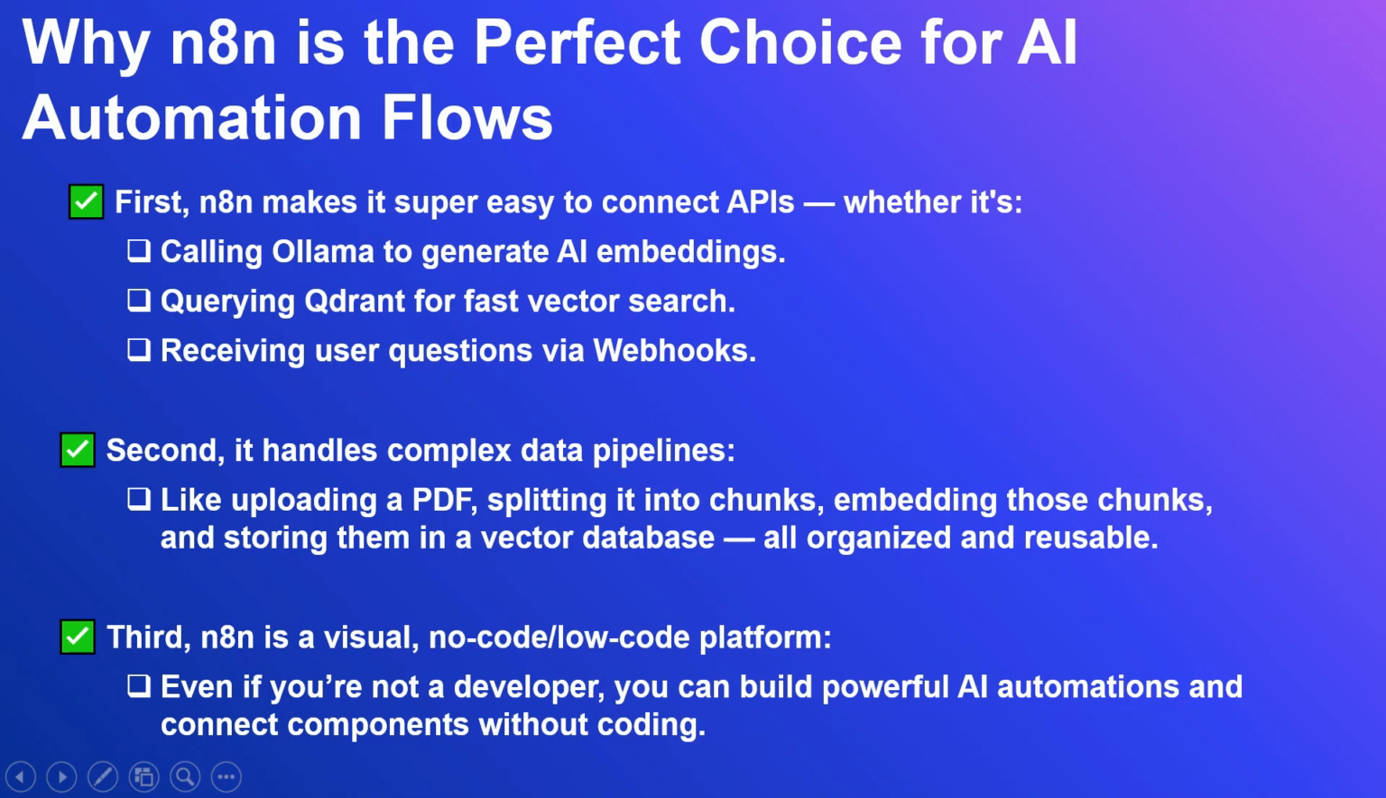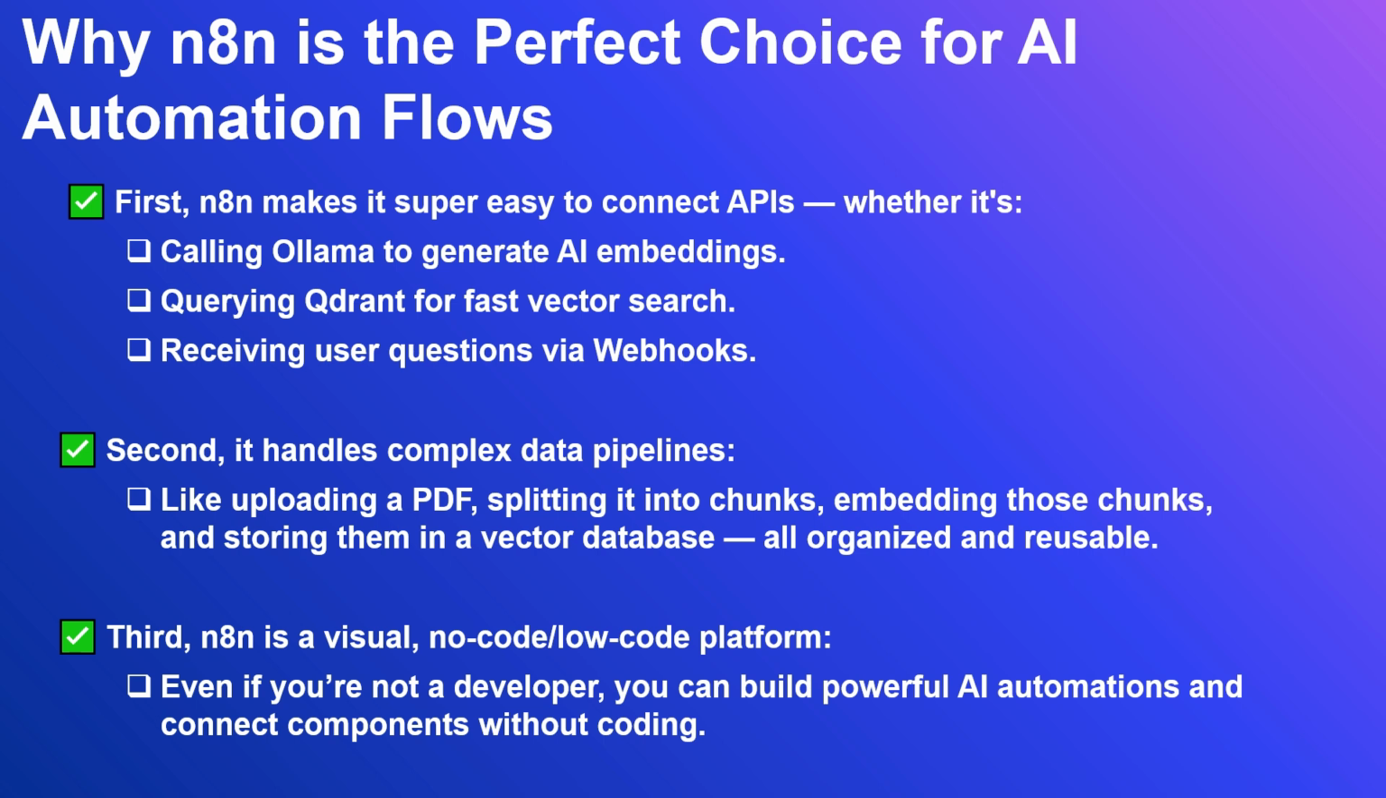Why is n8n the perfect choice for AI automation flows? First, n8n makes it super easy to connect APIs, whether it is calling Ollama to generate AI embeddings, querying Qdrant for fast vector search, receiving user questions via webhooks, or any other AI models, AI services, and APIs. Second, it handles complex data pipelines like uploading a PDF, splitting it into chunks, embedding those chunks, and storing them in a vector database, all organized and reusable.